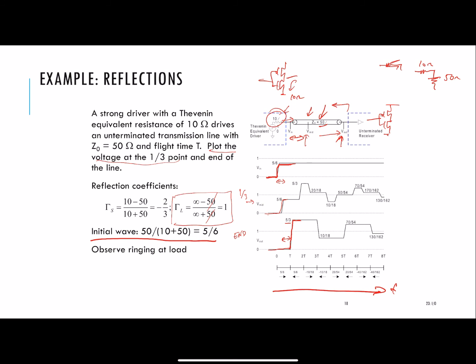At a certain time later, that wave arrives at your 1/3 point, making that 5/3. Then a certain amount of time later you get back to the driver, where you've got 10 ohms sitting there. Now looking this way into the transmission line, it looks like you've got a 50 ohm and a 10 ohm as your load. So basically, this is the reflection coefficient.